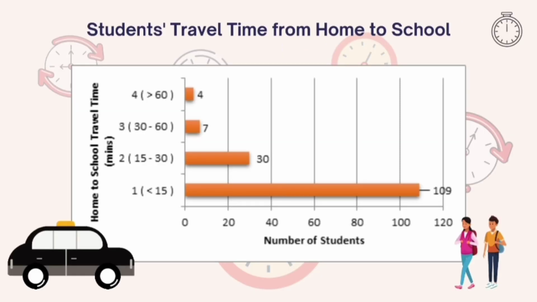According to the bar chart, the majority of the mathematics students took less than 15 minutes from home to school. Second highest is within 15 to 30 minutes, which consists of 30 students, followed by 30 to 60 minutes with 7 students. And the least is the remaining 4 students who took more than 1 hour to arrive at school.